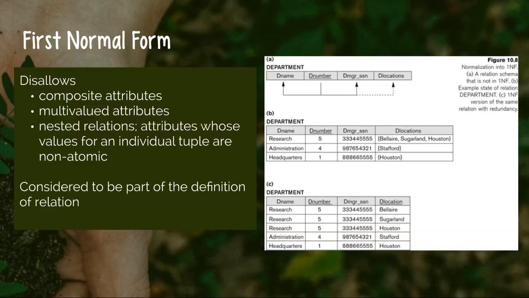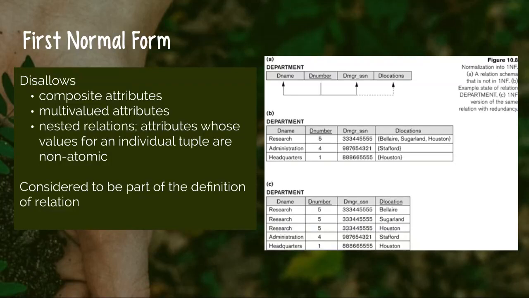This first normal form is now considered to be part of a formal definition of a relation in the basic relational model as well. Historically, it was defined that it is disallowed to have multivalued attributes, composite attributes, and their combinations. In the relational model, when we are mapping it, we remove that sort of multivalued and composite attributes at the very beginning.